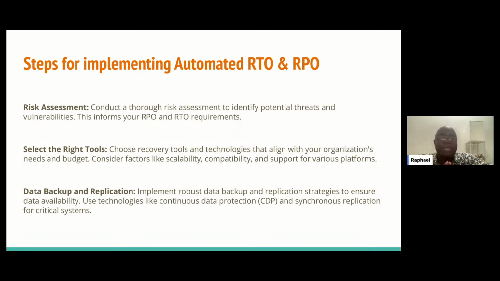Now the next thing, after doing your assessment, after choosing your tool: data backup and replication. You need to implement a robust backup and replication strategy to ensure that you have data availability. Like I told you earlier on, if you did not do backup, let's assume that we were operating in Aba, and probably we're using a data center that is private. Remember that a private cloud would tend to want to behave like a public cloud in an on-premise environment. So let's assume that we were staying in Anambra State.